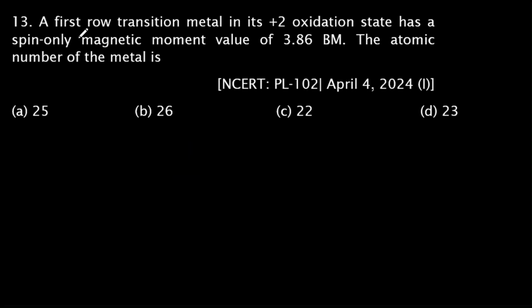The next question is, a first row transition metal in its +2 oxidation state has a spin-only magnetic moment value of 3.86 BM.